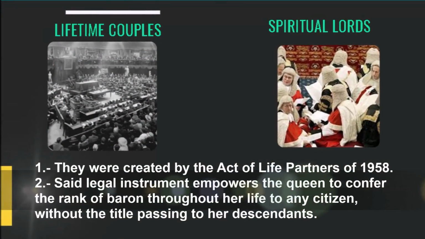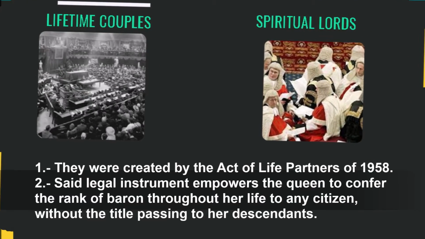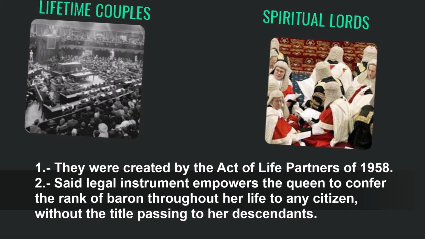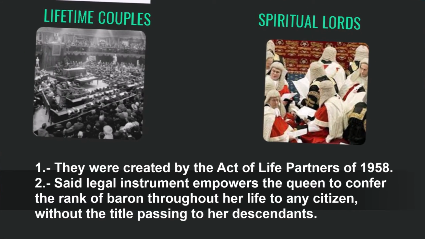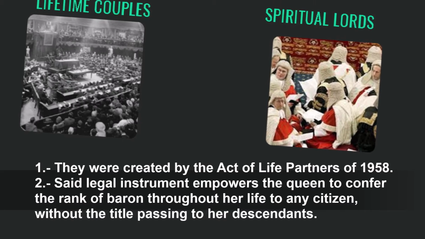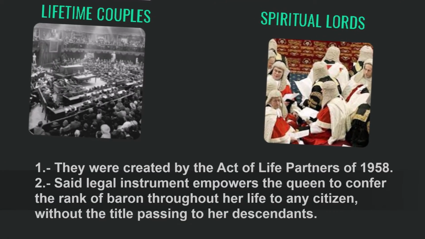Life peers. They were created by the Life Peerages Act in 1958. This legal instrument empowers the Queen to confer the rank of Baron for life to any citizen, without the title passing to their descendants.